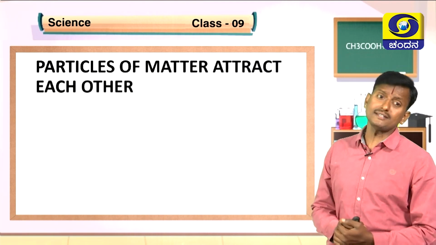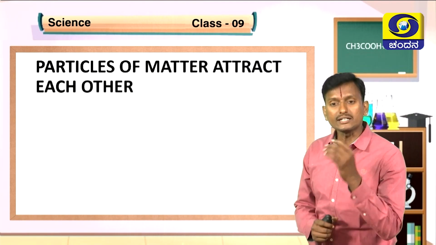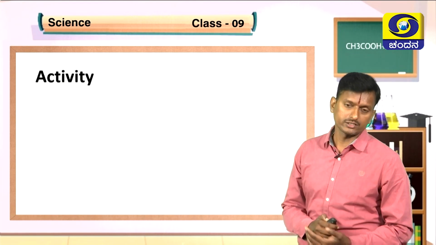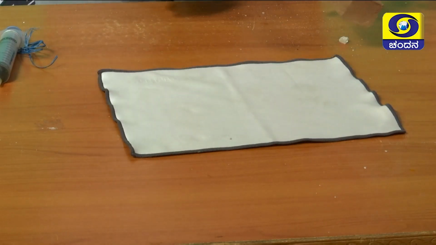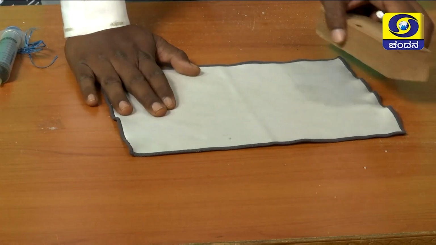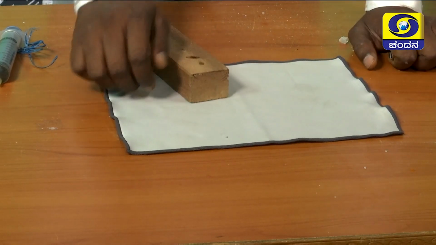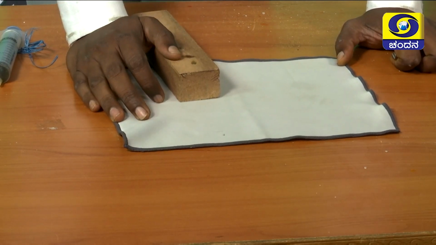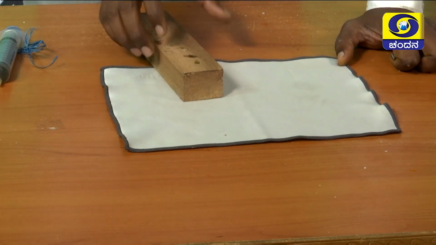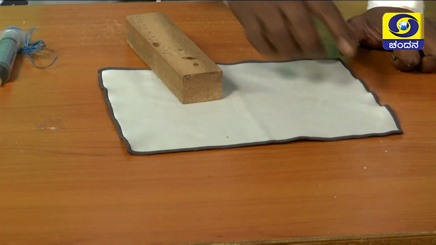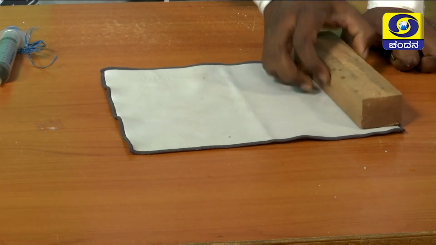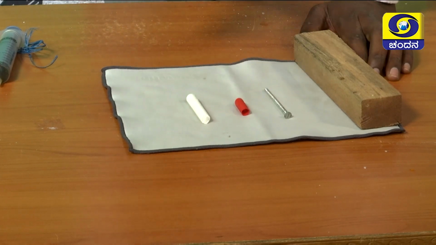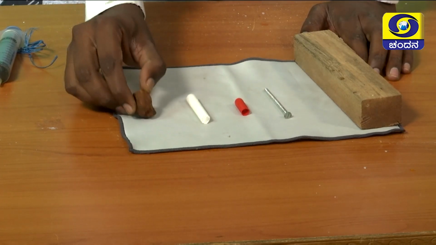Next, particles of matter attract each other. For this, let us conduct an activity. Students, solids have definite shape. By applying external force, we cannot change the shape of a solid. For this, let us do a small activity. I have a wooden plank with me, a nail, piece of rubber, a chalk piece, and a stone.